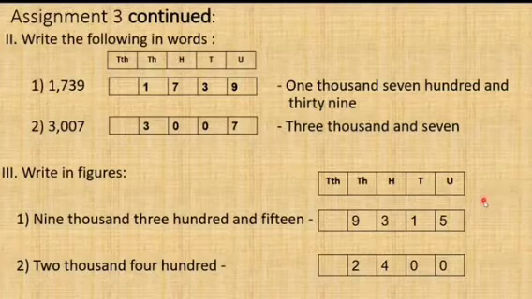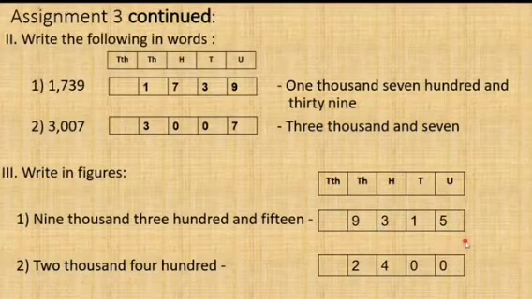Write in figures 9315. Again, while filling it up in the place value chart, you get it as 9315. Then 2400, it is written as 2400.